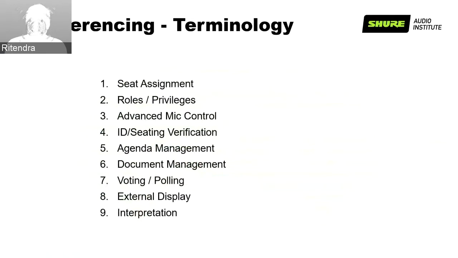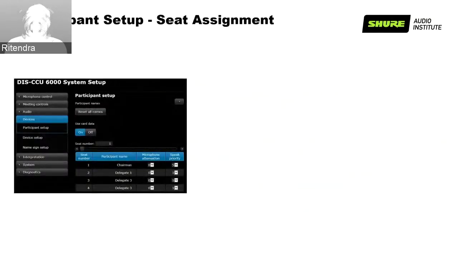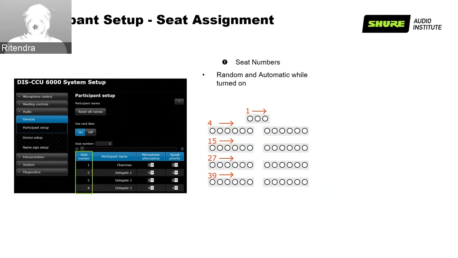So let's discuss each topic that was mentioned in the previous slide. We were going to talk about seat assignment, how exactly it works in a conferencing system, roles privileges, advanced microphone control, ID seating verification, agenda management, document management, voting, polling, external display, and interpretation. Start with seat assignment. In a conferencing system, specifically in our system, what we can offer is the option to assign the seat number.